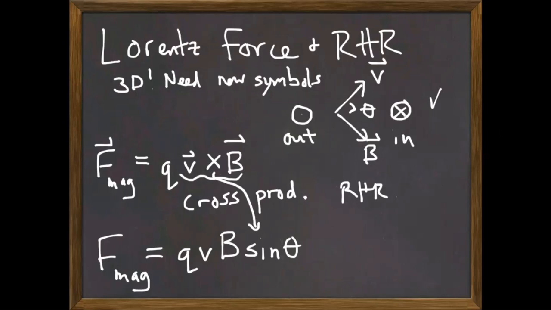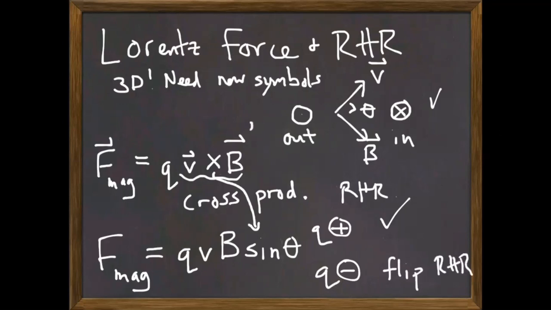Then I have to decide, well, is that the direction of F? It depends on if Q is positive or negative. So if Q is positive, then that's the right answer. If Q is negative, then I have to flip the answer that I get from the right-hand rule. Again, that's because the right-hand rule tells me what's the direction of V cross B, but I really need the direction of Q times V cross B. So if I multiply that by a negative number, I flip the direction around.